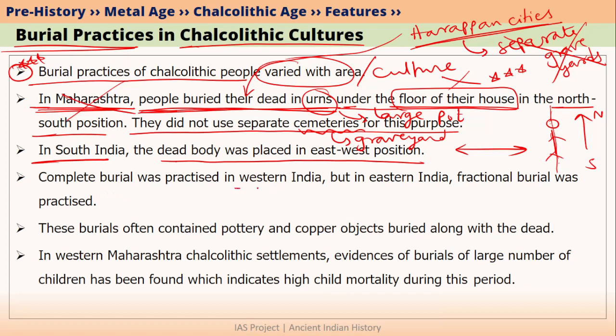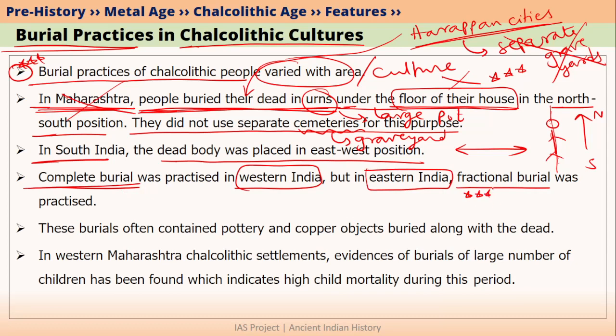For example, in the case of Western India, complete burial was practiced. Complete burial simply means that once a person is dead, that person is buried in the ground. In the case of Eastern India, fractional burial was practiced. We have already learnt about fractional burial.